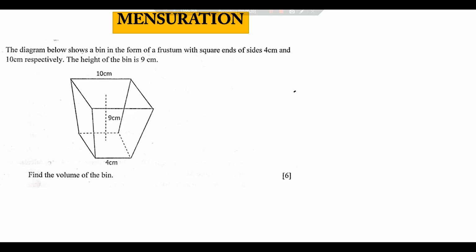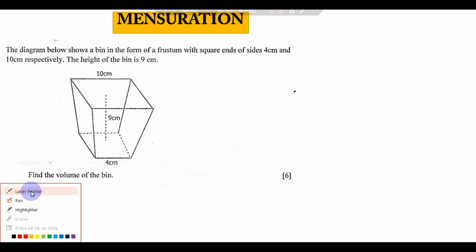The diagram below shows a bean in the form of a frustum with the square ends of sides 4 centimeters and 10 centimeters respectively. The height of the bean is 9 centimeters. Find the volume of the bean.